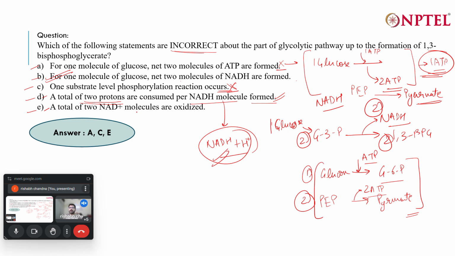Then a total of two NAD plus molecules are oxidized. I think this would be the correct answer, because we are getting two NADH molecules, but two NAD plus molecules are also consumed. So these two NAD plus molecules are oxidized in the whole process. So this is a correct answer. Okay, so this is a misprint. Only A and C are incorrect answers. Okay, is the explanation clear?